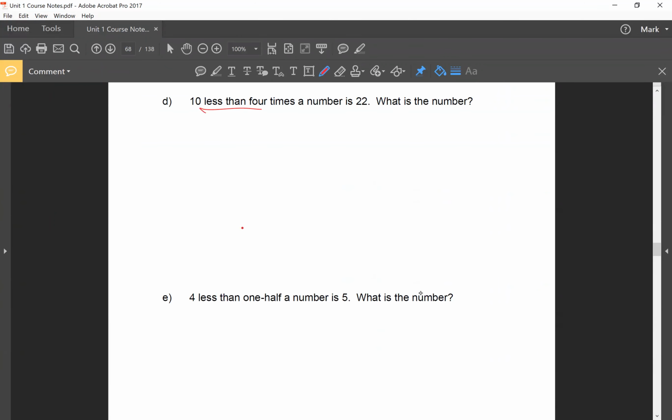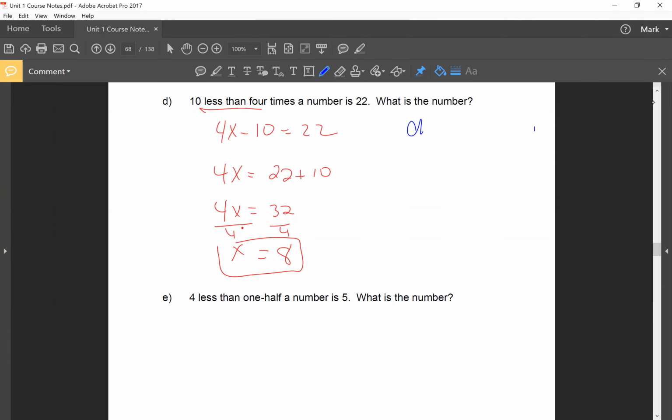All right, so 10 less than 4 times the number is 22. 4x minus 10 is 22. What is the number? 4x equals 22 plus 10. 4x equals 32. X equals 8. I got that by dividing both sides by 4. Now, as Nasser said, let's check our answer. I'm not going to check every time, but is 4 times 8 minus 10 equal to 22? 32 minus 10 is 22. 22 is 22. It works.